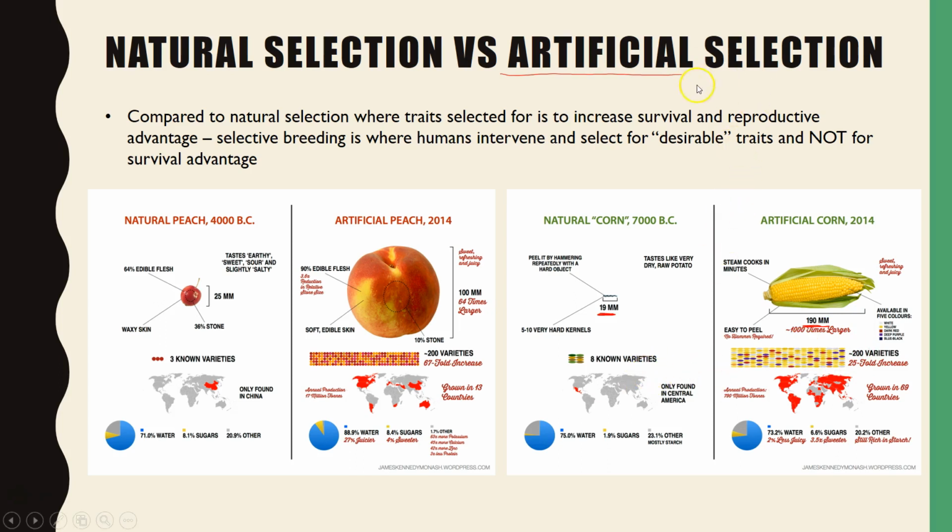So artificial selection is where humans intervene and choose the desirable traits. They're not for survival advantage, and at times they may be detrimental. The reason they may be detrimental is because these artificial traits may reduce genetic diversity. If we have a reduction in genetic diversity, that means that organism may be more susceptible to chance events such as disease.